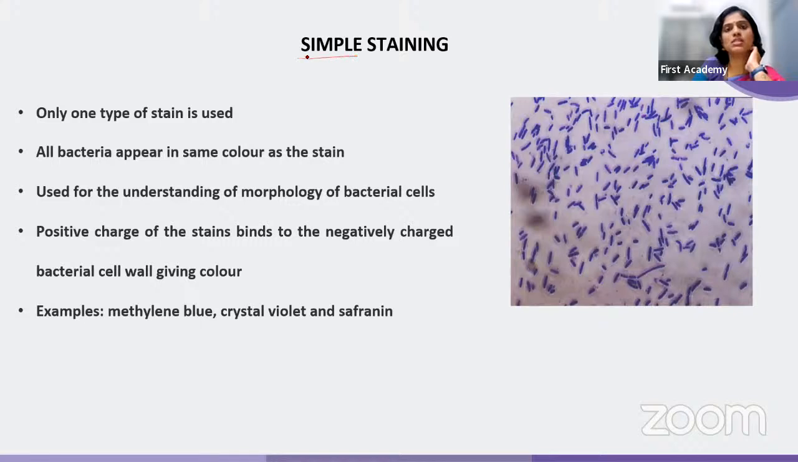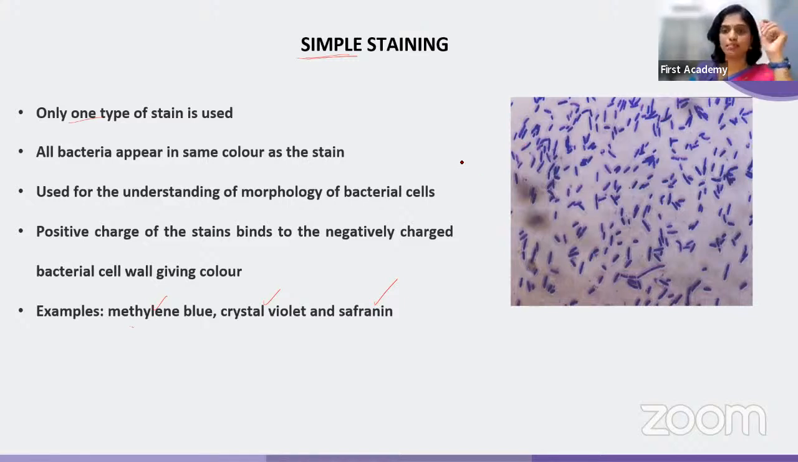As the name indicates, why is this called a simple staining? For two reasons. One, it only uses one type of stain, and even the procedure that is used is very simple. It's just a 3-step process. Now, what happens in simple staining? We use either of these colored dyes like methylene blue, crystal violet, or safranin. Just take the bacterial sample, make it as a smear, and then you stain it with any of these colored dyes. Now, all the bacteria which take up this color will be visualized like this, as you see in the image on the screen. This is how you will be able to visualize the bacteria.